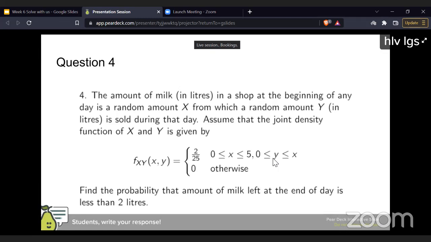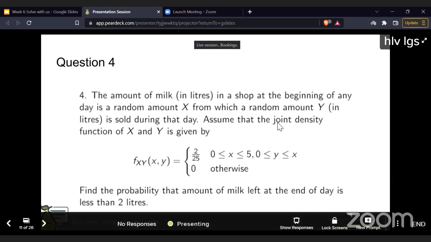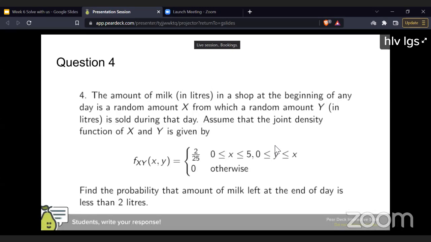So what exactly do you have to find here? You have to find the probability that the amount of milk left is less than 2. So how much milk will be left? If you write this in terms of two random variables, X and Y, how will you write the amount of milk left at the end of the day? X minus Y. The probability of X minus Y less than 2. Yes, so basically you have to find the probability that X minus Y is less than 2.